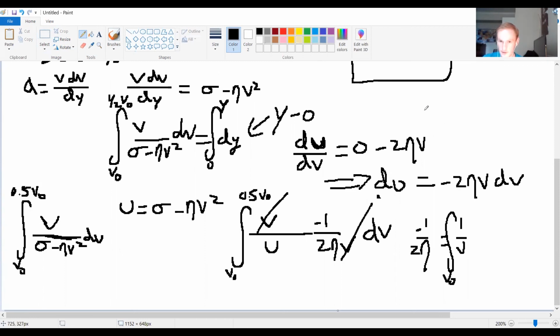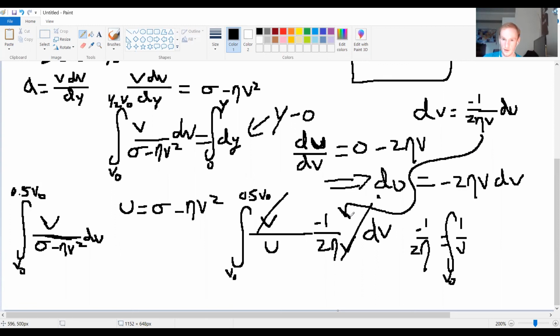Yeah, so dv equals negative 1 over 2n v du. Okay, so that's what we plugged in over here. Okay, and then we get to this point. Now I have the negative 1 over 2n, the 1 over u du. There, now we can take a good looking integral.